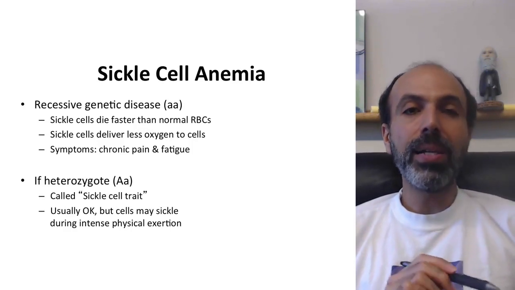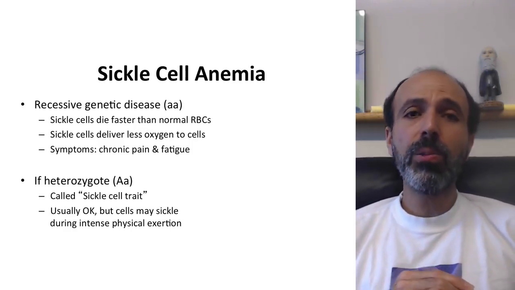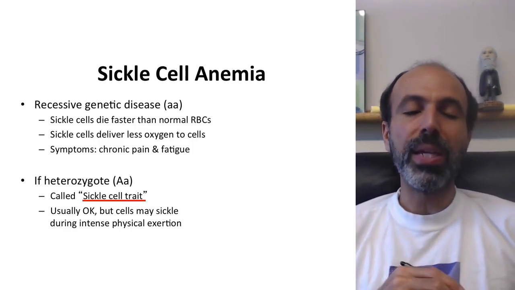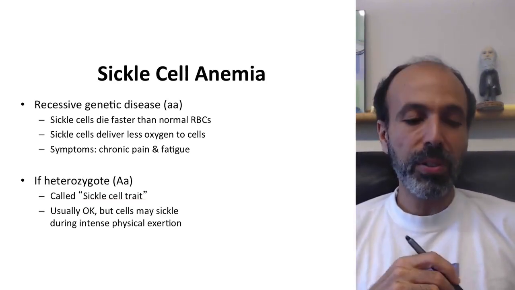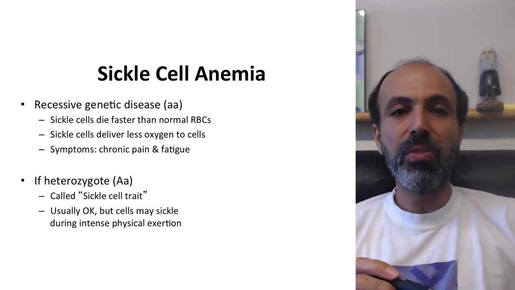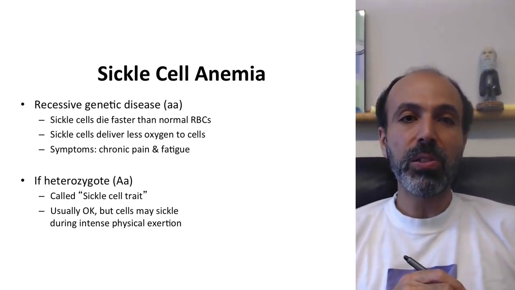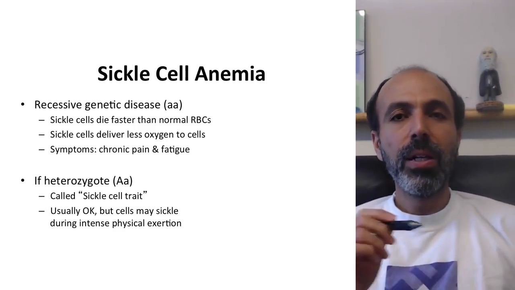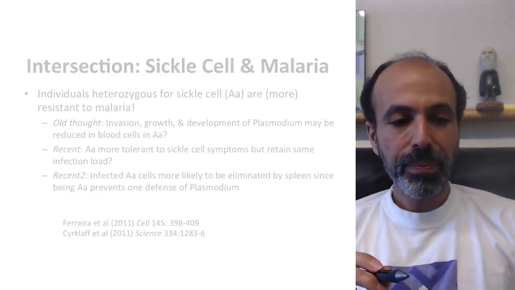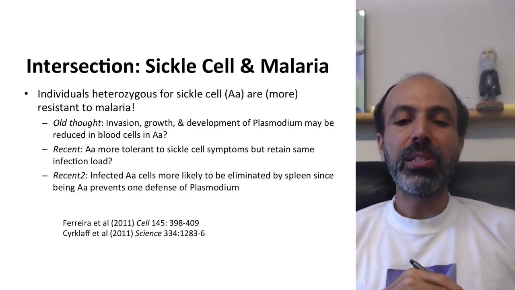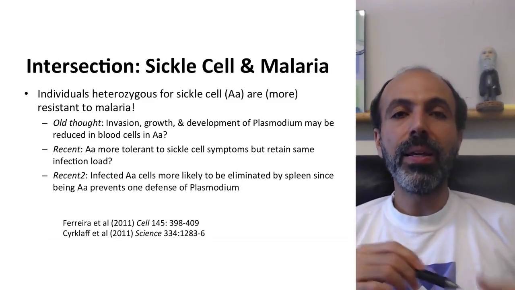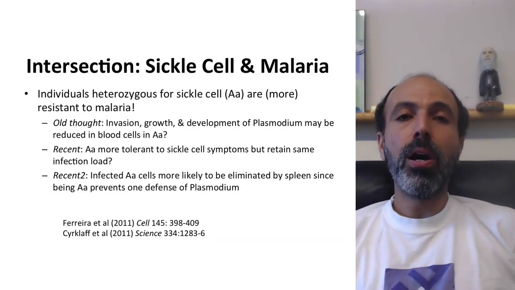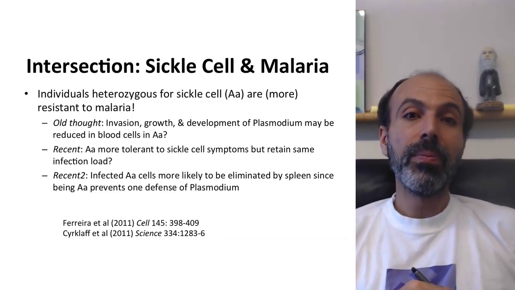Interestingly, the heterozygotes, the big A little a's, are often said to have the sickle cell trait. They're usually okay. Sometimes they can have some sickling of their cells when they've had some sort of intense physical exertion. But overall, they're good. But interestingly, these individuals that are heterozygous for sickle cell are actually more resistant to malaria than individuals that are homozygous for the non-sickling allele.